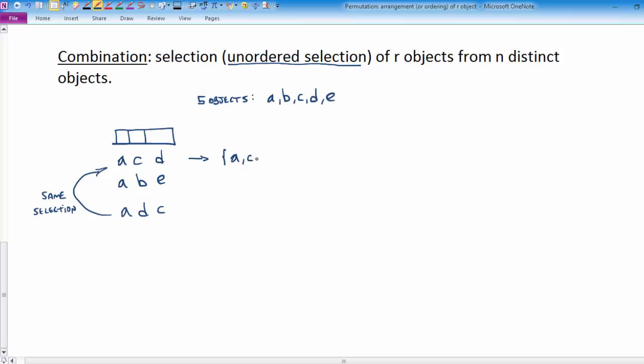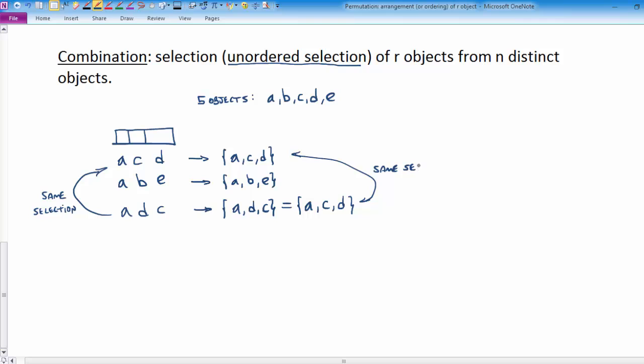So this is a selection with C and D, and this one has the elements A, B, E. This one is A, D, C. But as you know, in a set, the order of elements is not important. So this is the same as A, C, D, which is exactly the same as the top one, the same set. So we use subsets or sets to express selections.